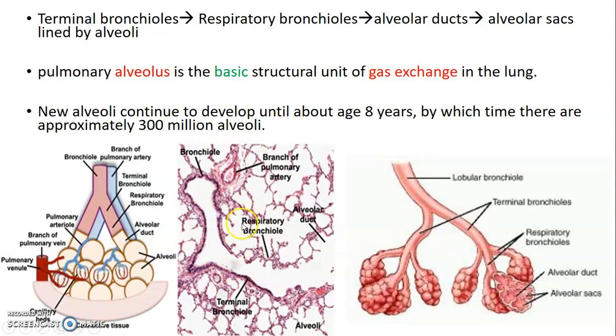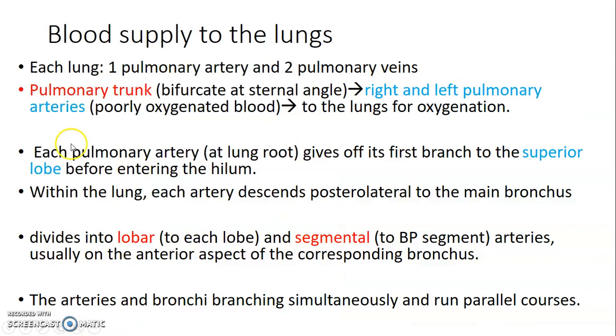So this is the histology of the lung. You can appreciate alveolar ducts when they're lined by alveoli, which are simple squamous epithelium. What's the blood supply to the lungs? So you have pulmonary arteries and veins. The pulmonary trunk from the right ventricle bifurcates at the sternal angle of V to form right and left pulmonary arteries. Remember, they're carrying poorly oxygenated blood taken to the lungs for oxygenation.